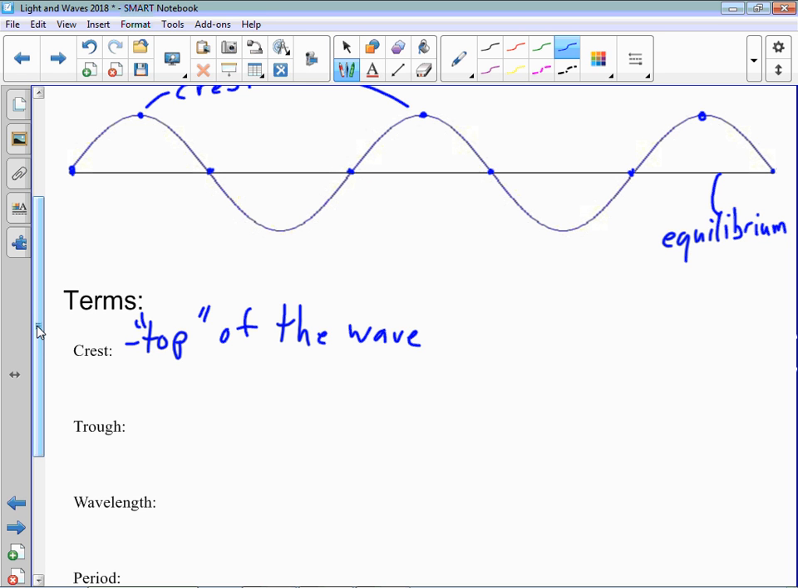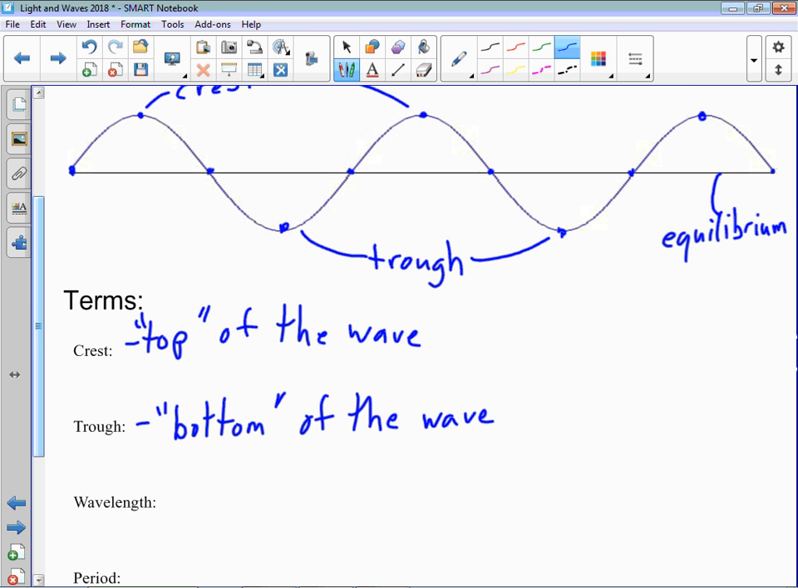The opposite to that, which would be the bottom of the wave, is called a trough. Think of kids eating out of a trough. It's like a big bowl, big long bowl if you want to look at it that way. So the bottom over here and over here, those are both troughs. And again, it doesn't have to be a physical bottom. In a sound wave, it might be a part where the particles are spread apart a little bit more.